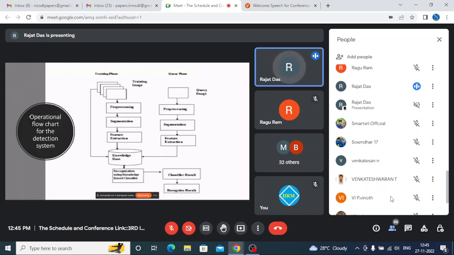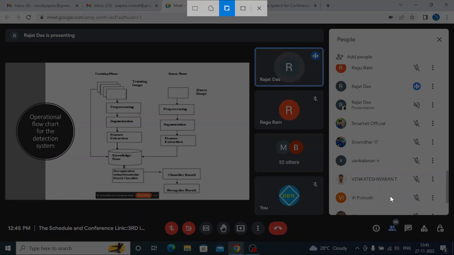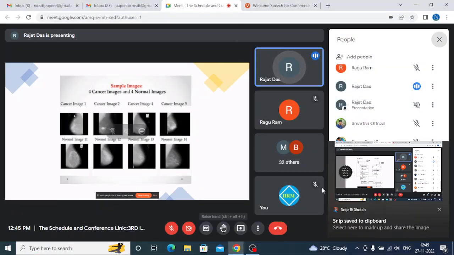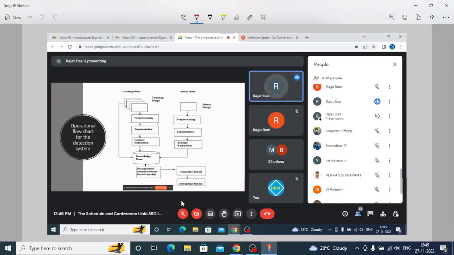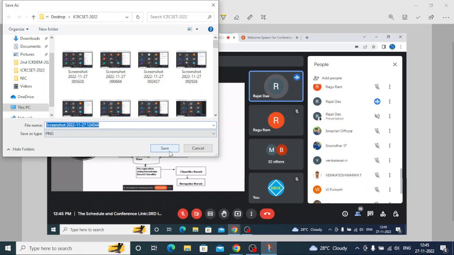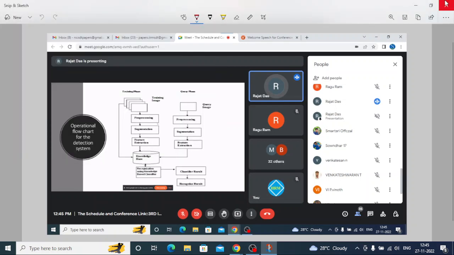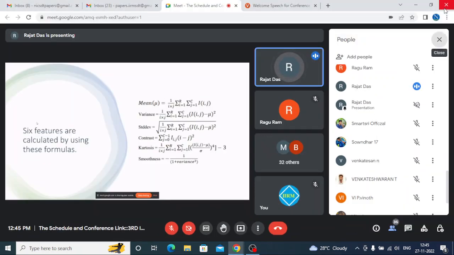Here is the flow chart for the detection system. Here goes the training phase, and here goes the testing phase. After doing all this, you get the recognized result. Here are the sample images of cancer and normal images. The first row shows the cancer images, and the second row shows the normal images. In the article, we have classified six features, calculated using these formulas: mean, variance, standard deviation, contrast, kurtosis, and smoothness.